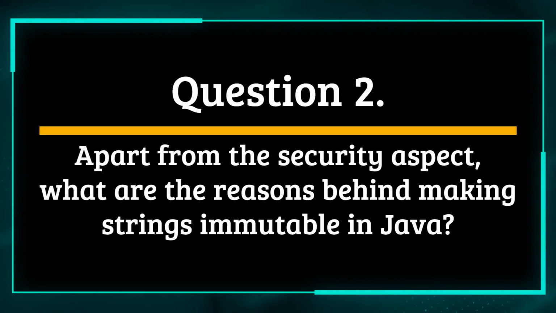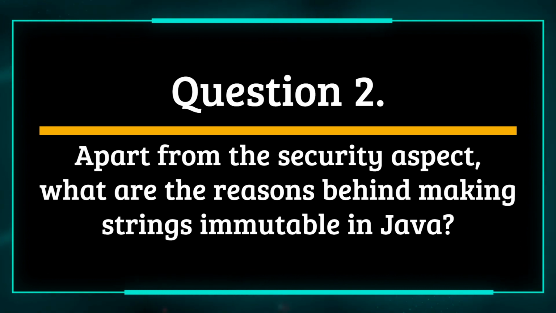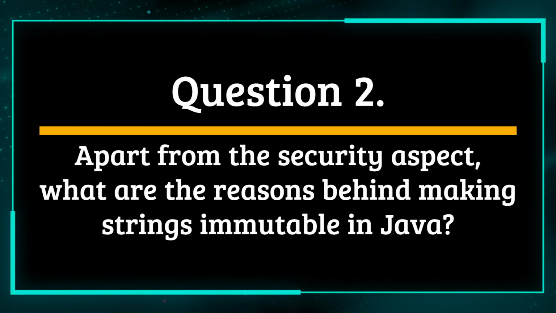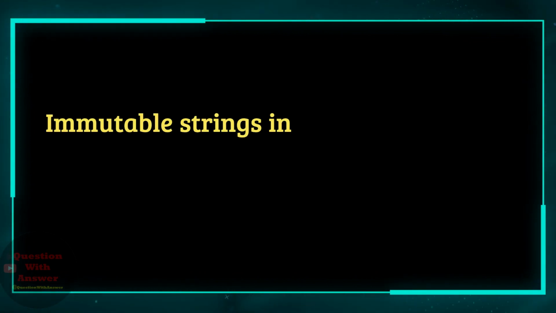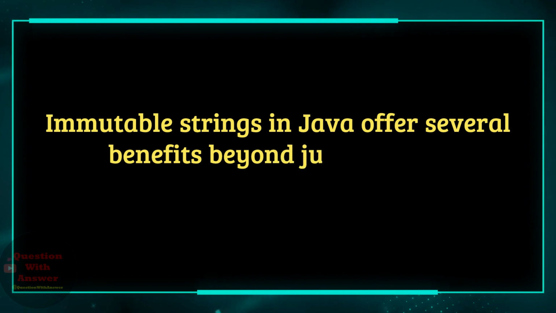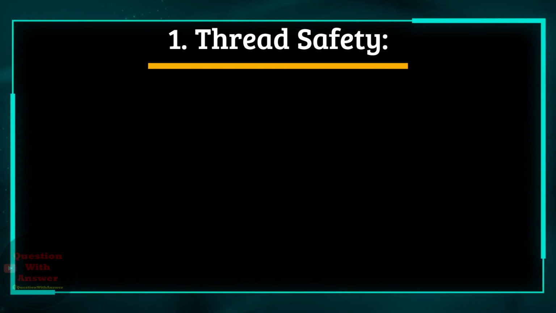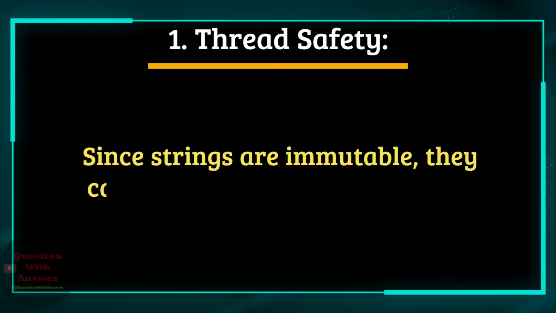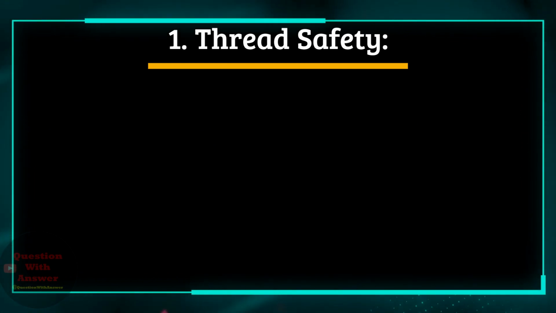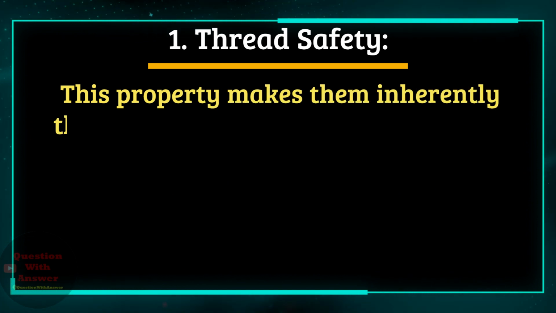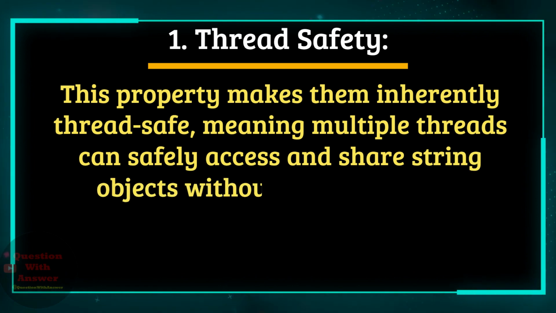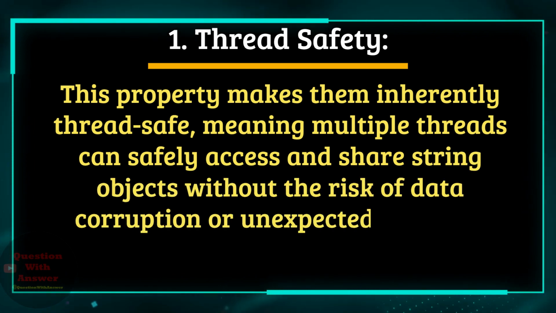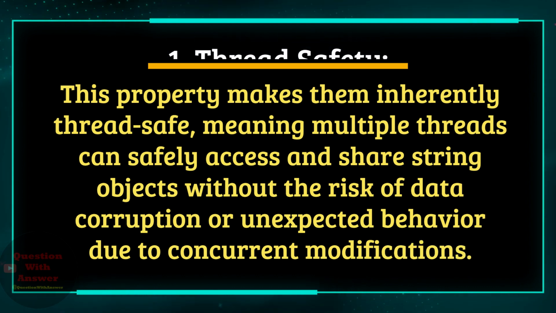Question 2. Apart from the security aspect, what are the reasons behind making strings immutable in Java? Answer. Immutable strings in Java offer several benefits beyond just security considerations. 1. Thread safety. Since strings are immutable, they cannot be modified once created. This property makes them inherently thread-safe, meaning multiple threads can safely access and share string objects without the risk of data corruption or unexpected behavior due to concurrent modifications.